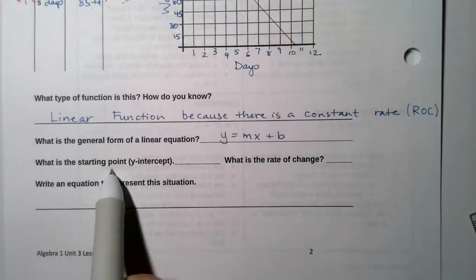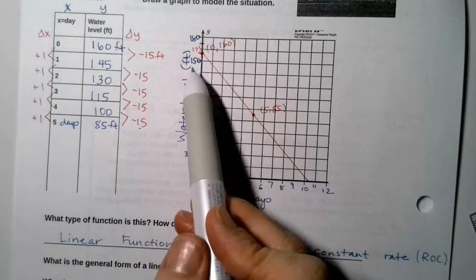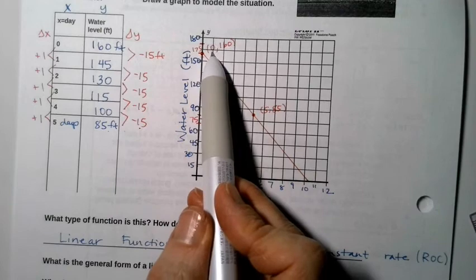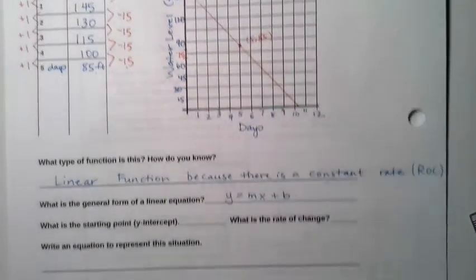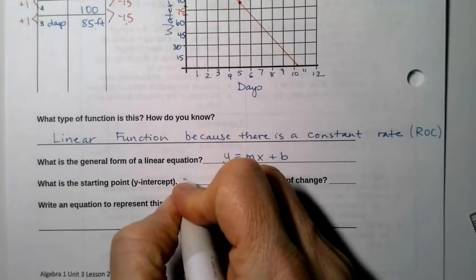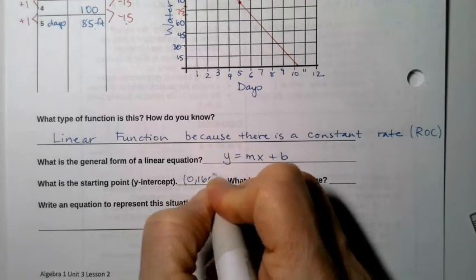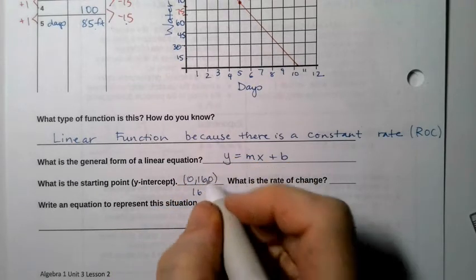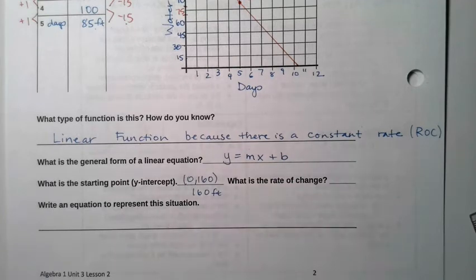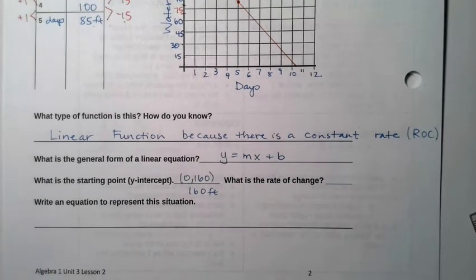So what is the starting point or y-intercept? If we look back at our graph, our y-intercept is right here at 0, 160. So our y-intercept is 0, 160, or you can think of that as 160 feet for the context of this problem.